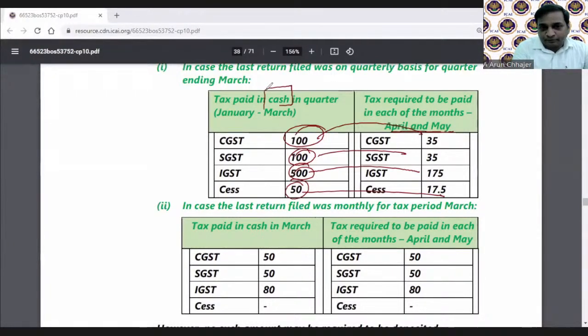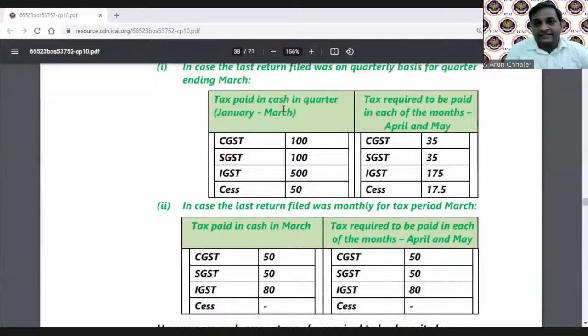Please note the tax paid in cash. The amount has been given: how much amount you have paid in cash. Now with the second example, you will have more clarity. In the second example, they are saying the last return filed was monthly. So I can say an equal amount would be paid in month 1 and month 2.